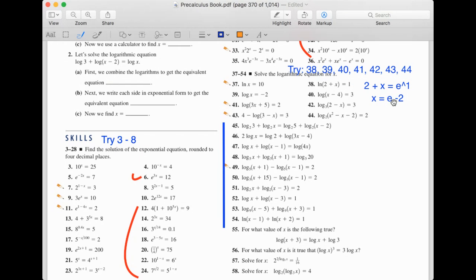We don't really have to use a calculator to approximate. E minus 2 is the exact answer. We can keep it as x equals e minus 2. Perfect, that's 38. Right, anyone has any question? We just rewrite as exponential form. Ln is log base e. We rewrite as 2 plus x equals e raised to 1. We just solve for x. So x equals e minus 2.